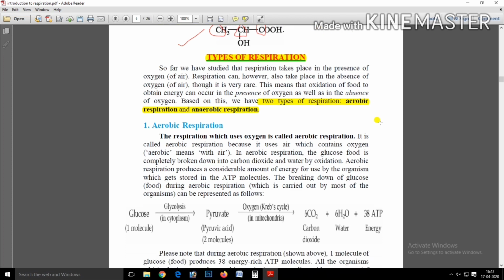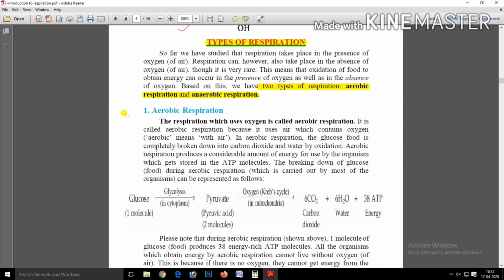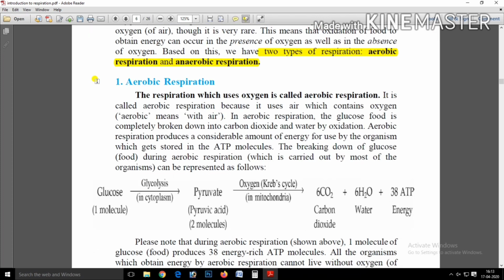So now we can describe the types of respiration. The first type is aerobic respiration. The respiration which uses oxygen is called aerobic respiration. That means in the presence of oxygen. And in this type, the glucose food is completely broken down into carbon dioxide and water because oxygen is present.